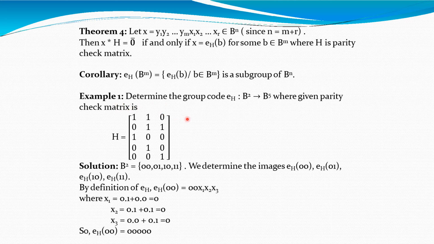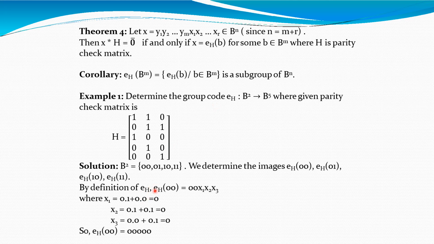Now to determine the group code, for all elements of B2, that means for 0 0, 0 1, 1 0 and 1 1, we find all code words. B2 is 0 0, 0 1, 1 0, 1 1. We determine the images EH of 0 0, EH of 0 1, EH of 1 0 and EH of 1 1 by using the definition. By definition EH of 0 0 will be 0 0 x1 x2 x3, because as it is an element of B5, it is a 5 tuple.